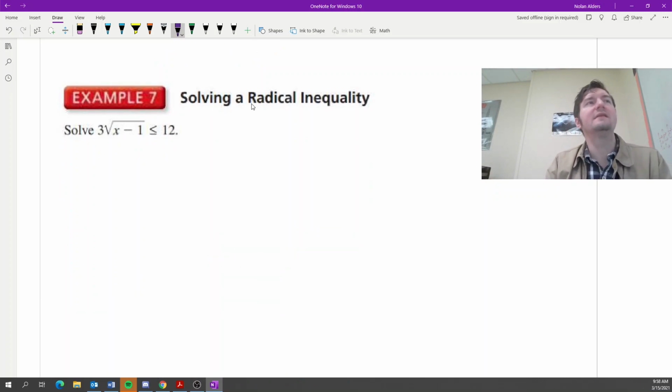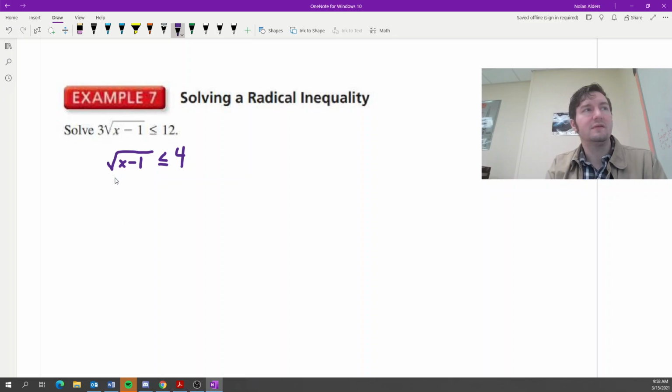All right, last thing, solving radical inequalities. Exact same thing as solving radical equations. So let's solve this. We want to isolate the radical first, so let's divide by 3. Remember, all your inequality rules apply, so if we're dividing by a negative, we would need to switch that sign. We're going to leave it the same for now, the operator. Divide by 3, 12 divided by 3 is 4. To get rid of this radical, do the opposite. So instead of square root, we're going to square.